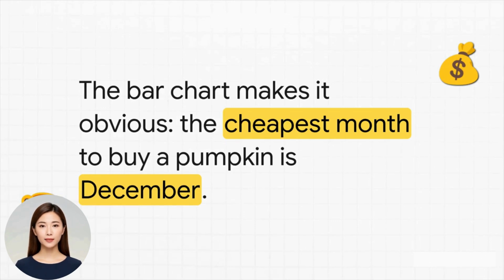And there it is, plain as day. We don't have to squint at a messy cloud of dots anymore. The answer is right there, you can't miss it. That little short bar on the far right tells us everything we need to know. December, that's our winner. It is by far the cheapest month to buy a pumpkin.